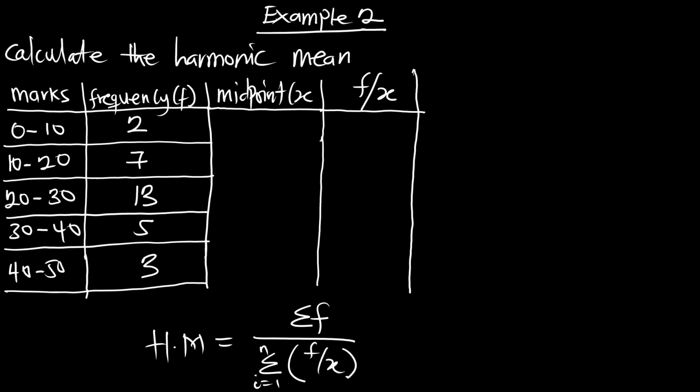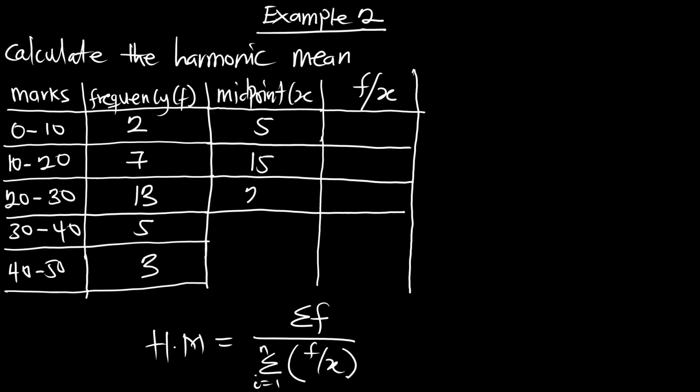Are we okay? So now the midpoint is the average of the class. So this is going to be 10 plus 0 on 2, and that is going to give us a midpoint of 5. This is going to give us 15, and we are also going to have this as 25. We are also going to have the midpoint here, 35. The same thing happening here to be 45. So this is f on x, the frequency.